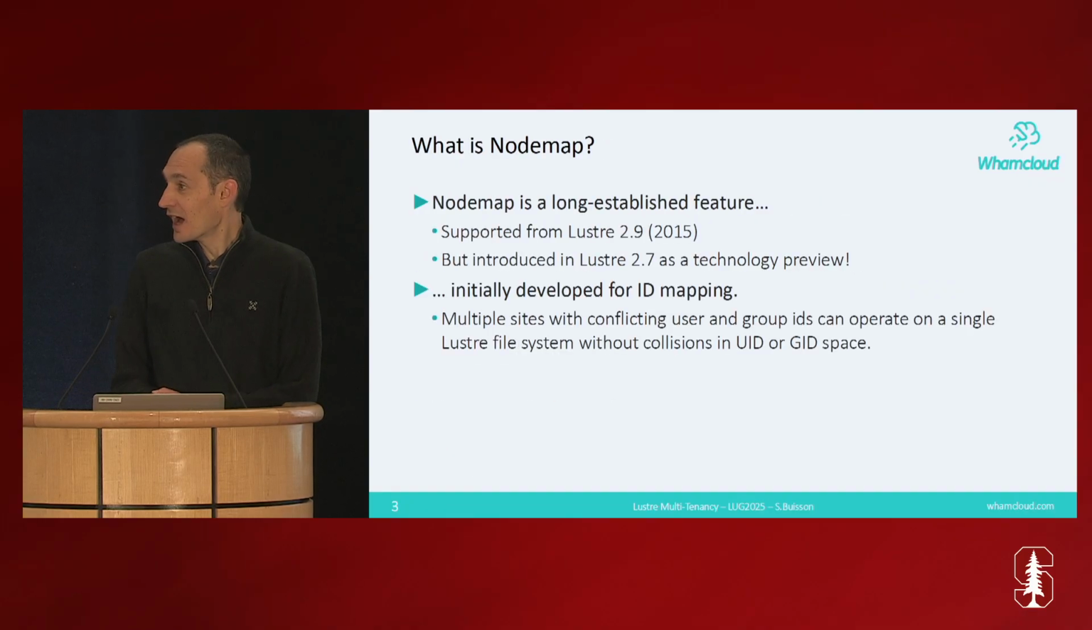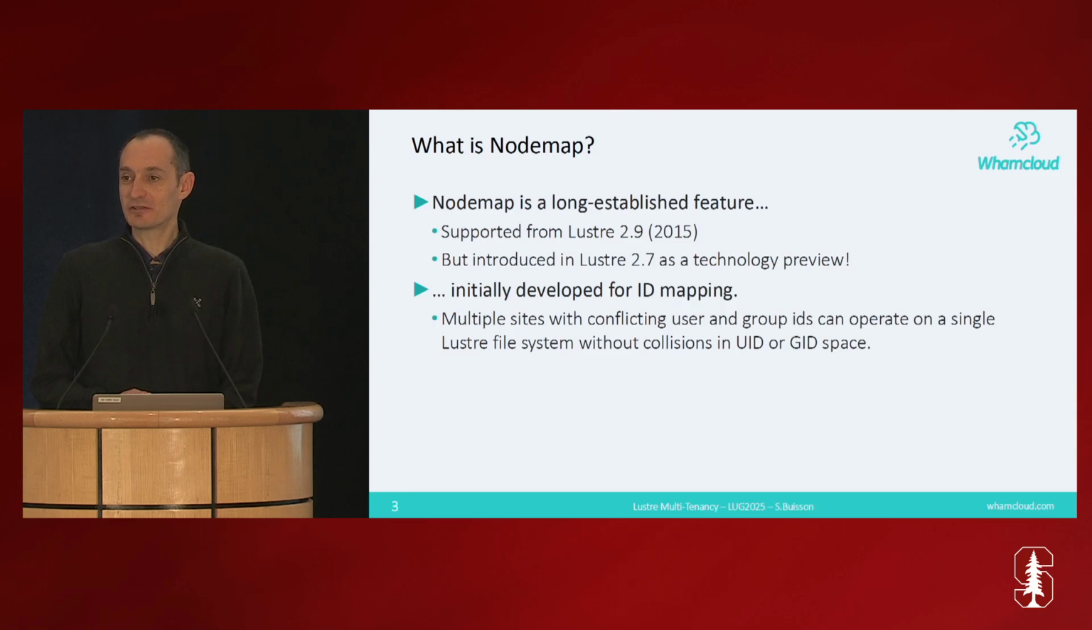Okay, so let's get started. The node-map feature has been here for a while. It was introduced with Lustre 2.9, which means 2015. And actually, it was even available as a technology preview with 2.7. And initially, the goal was to support a situation where you have different compute clusters that are sharing the same global Lustre file system, and still we want to avoid UID and GID conflicts on the global file system, on the global storage.